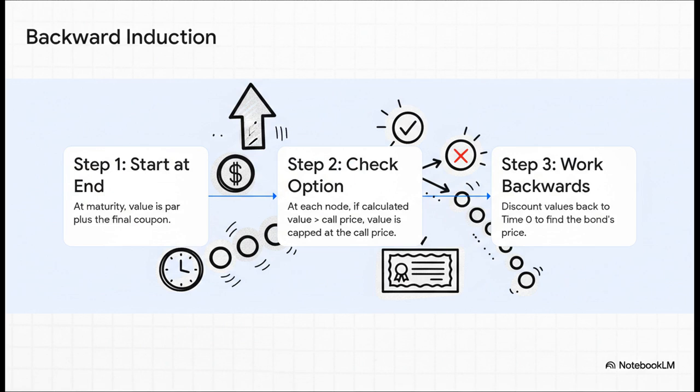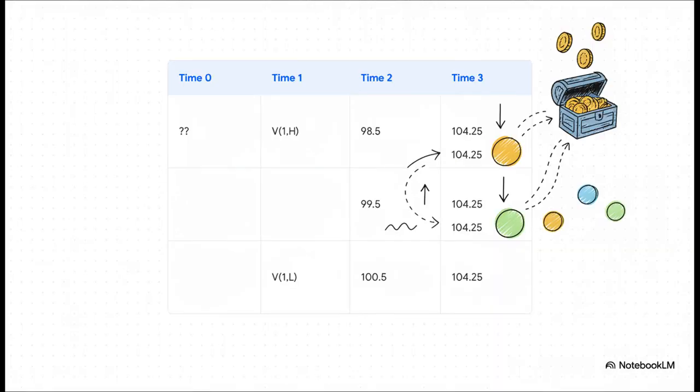Then, and this is the most important part, we work our way backward, one step at a time, calculating the value at each node and checking to see if that embedded option gets exercised. Let's walk through a quick example.